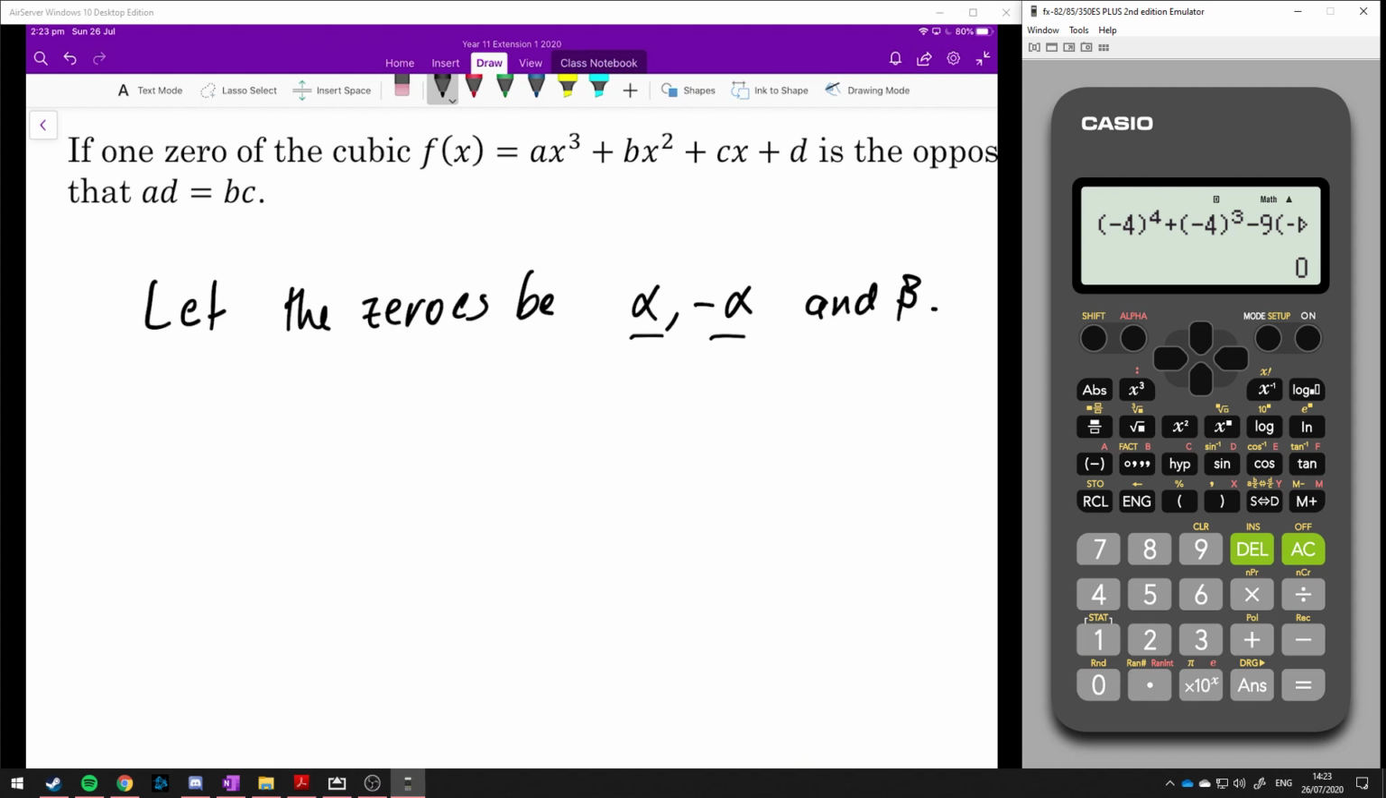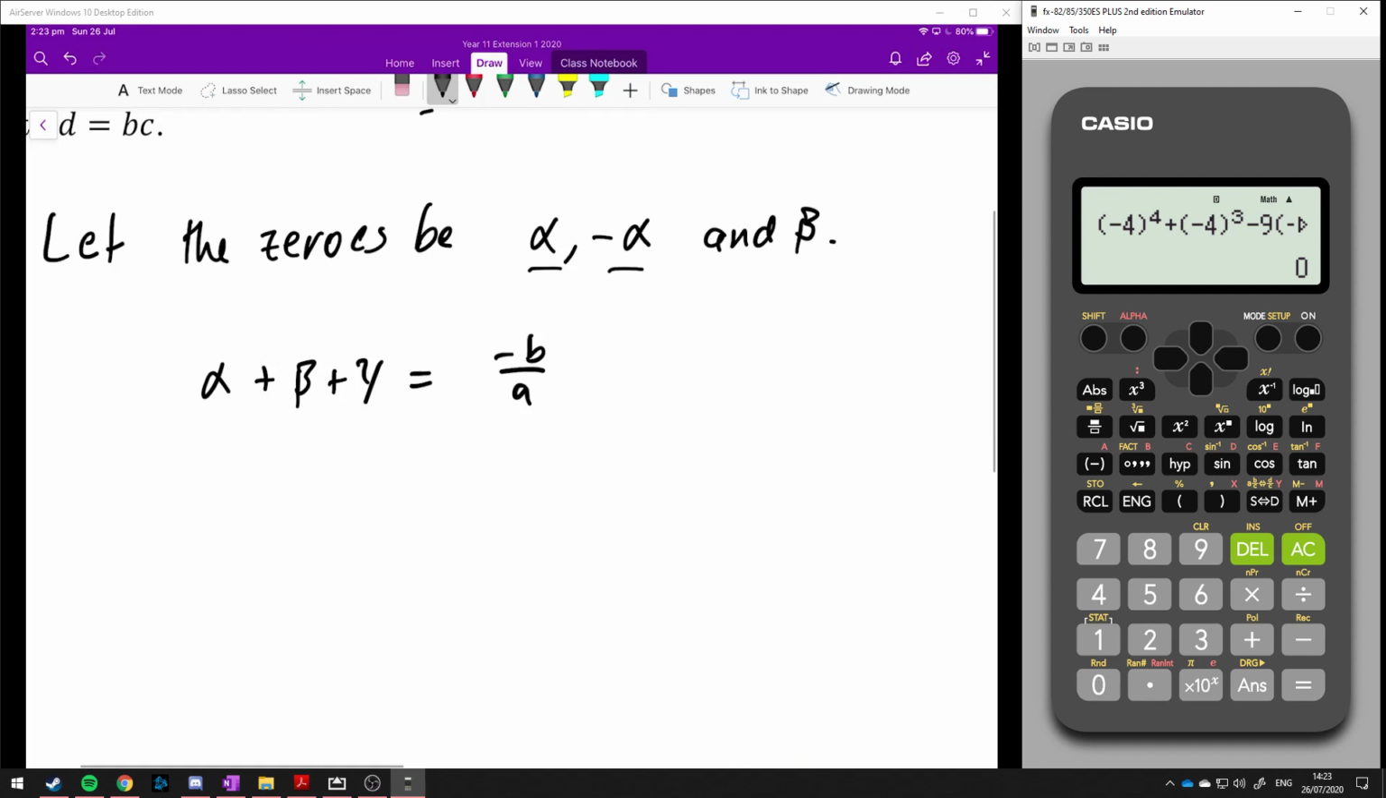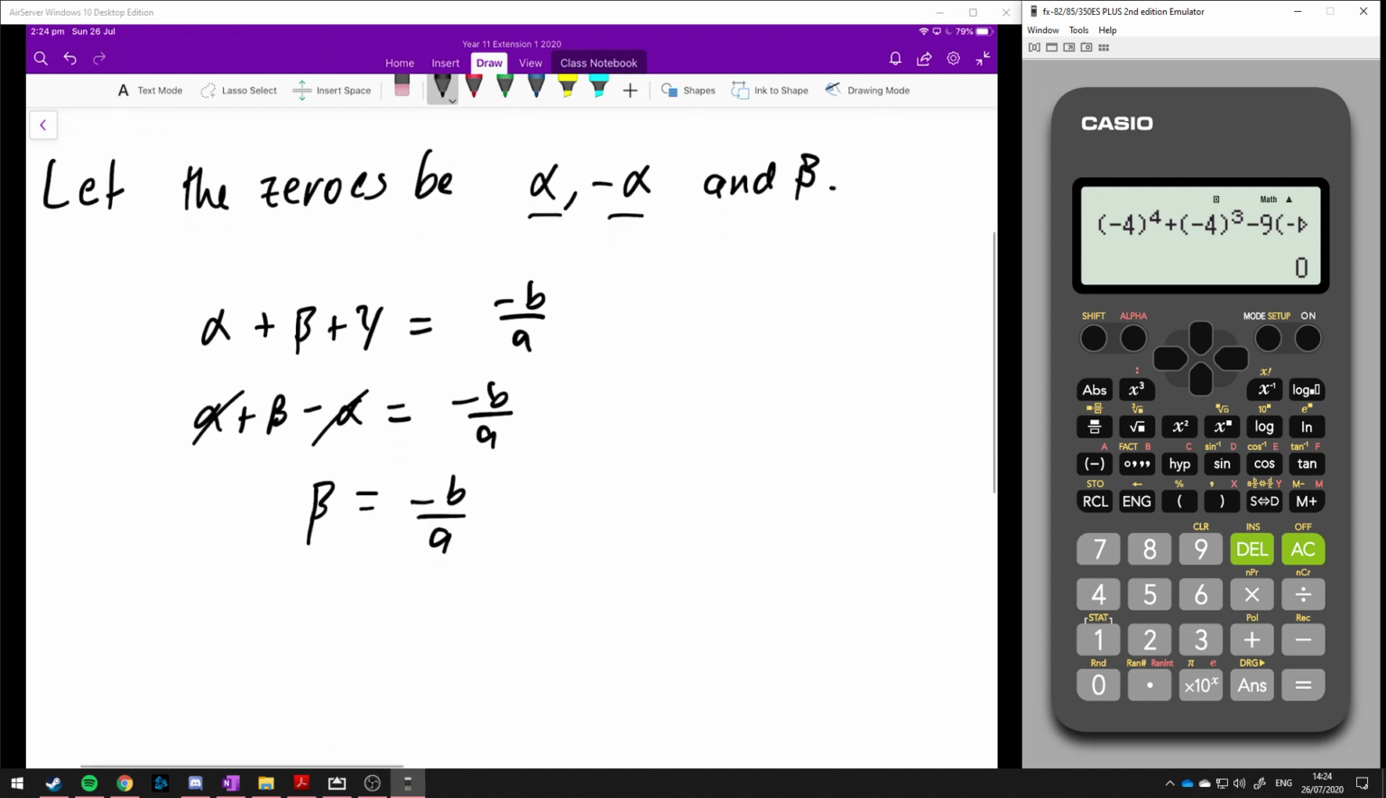So what we can do now is use our formula for the sum of the roots. The sum of the roots, alpha plus beta plus gamma, is equal to, in this case, minus b over a. But we know that in this case, our gamma is actually equal to minus alpha. So that's equal to minus b on a. So alpha and minus alpha, those two are going to cancel out. It's going to leave us with beta is equal to minus b on a. Okay, so pretty easy.